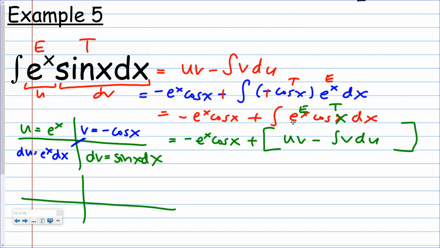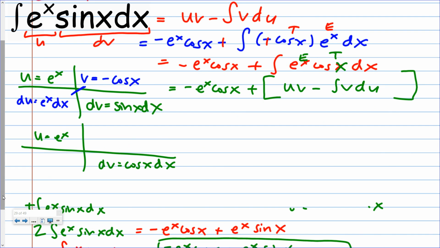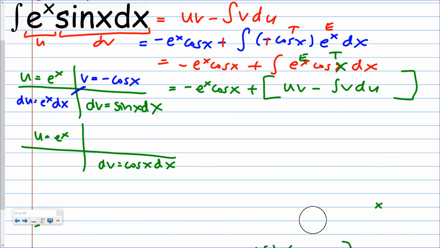Okay? So now my u is e^x, so u equals e^x. My dv now is cosine x dx. All right. So what is the derivative of e^x? du equals e^x dx. What is the antiderivative of cosine x? Sine x. Do I have a negative or not? An antiderivative. No negative. Okay?